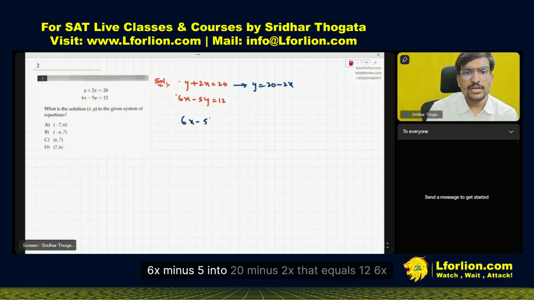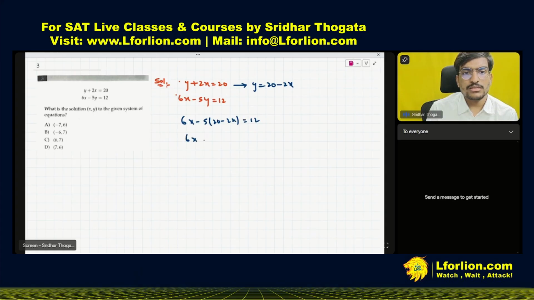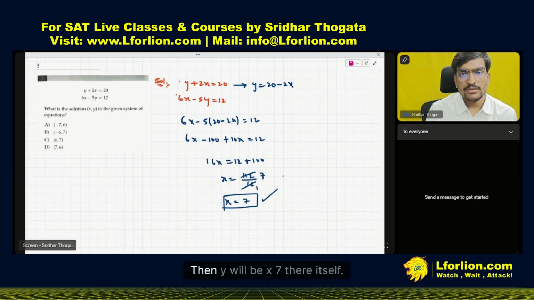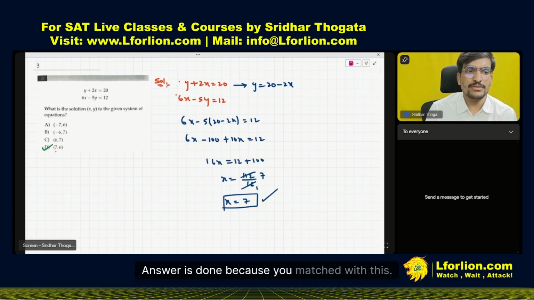6x minus 5 into 20 minus 2x equals 12. 6x minus 100 plus 10x equals 12. 16x equals 12 plus 100. x equals 112 by 16. x equals 7, since 16 sevens are 112. So x is 7, and there itself the answer is done because you matched with this.